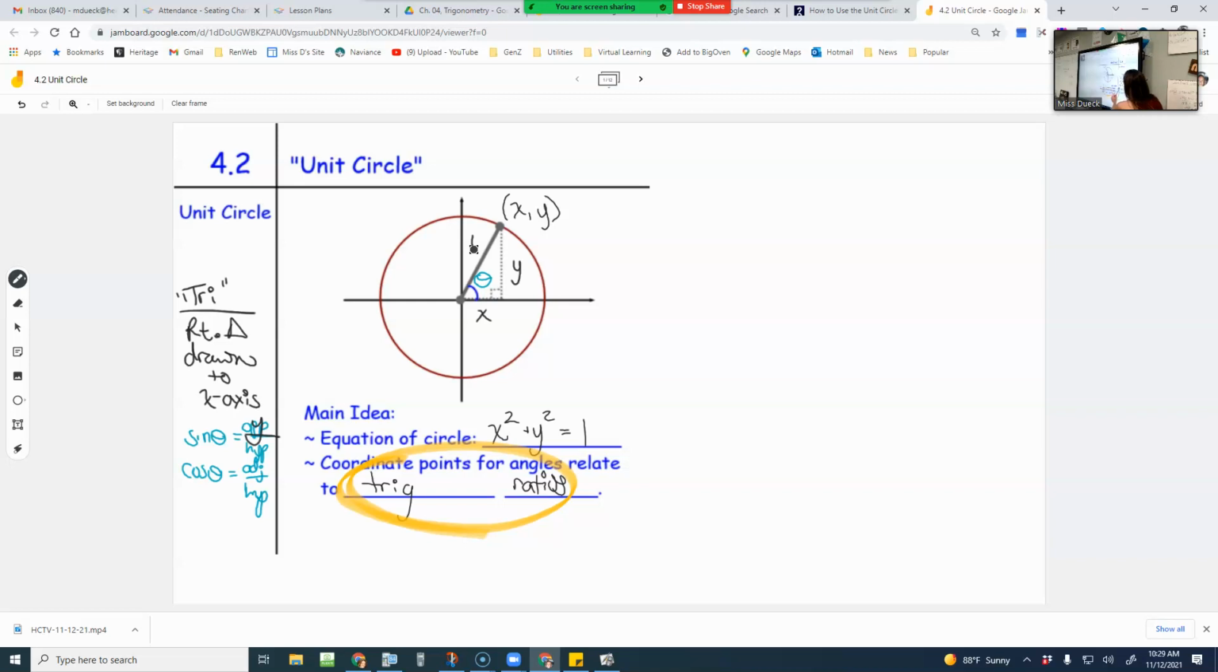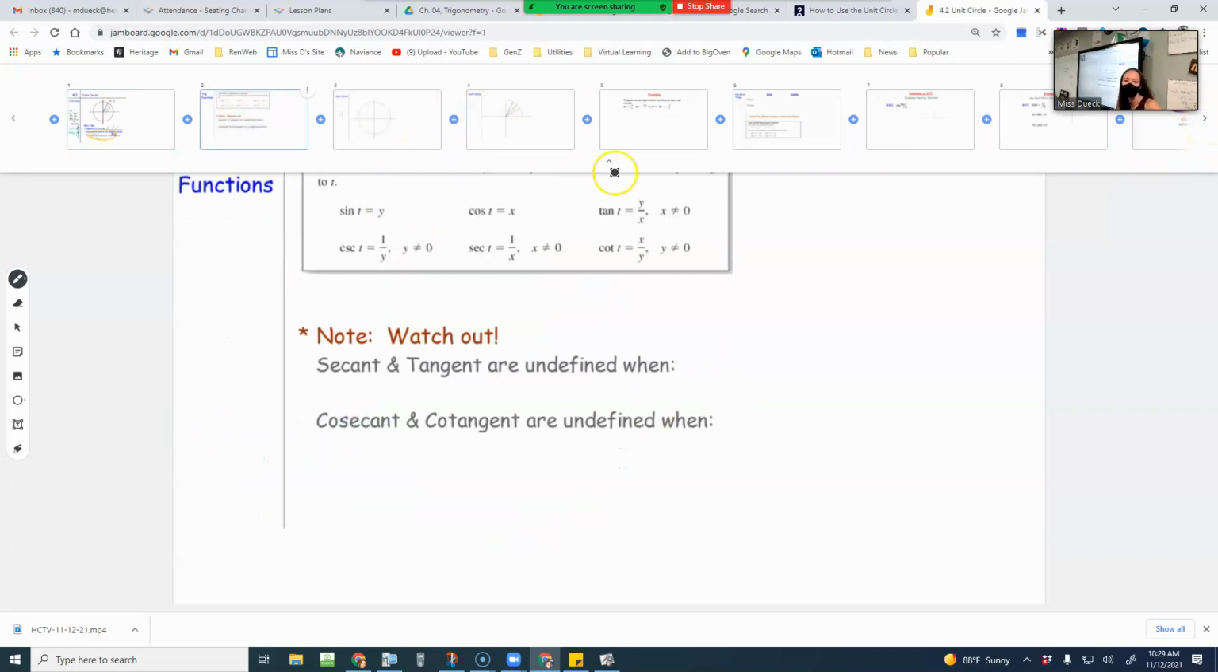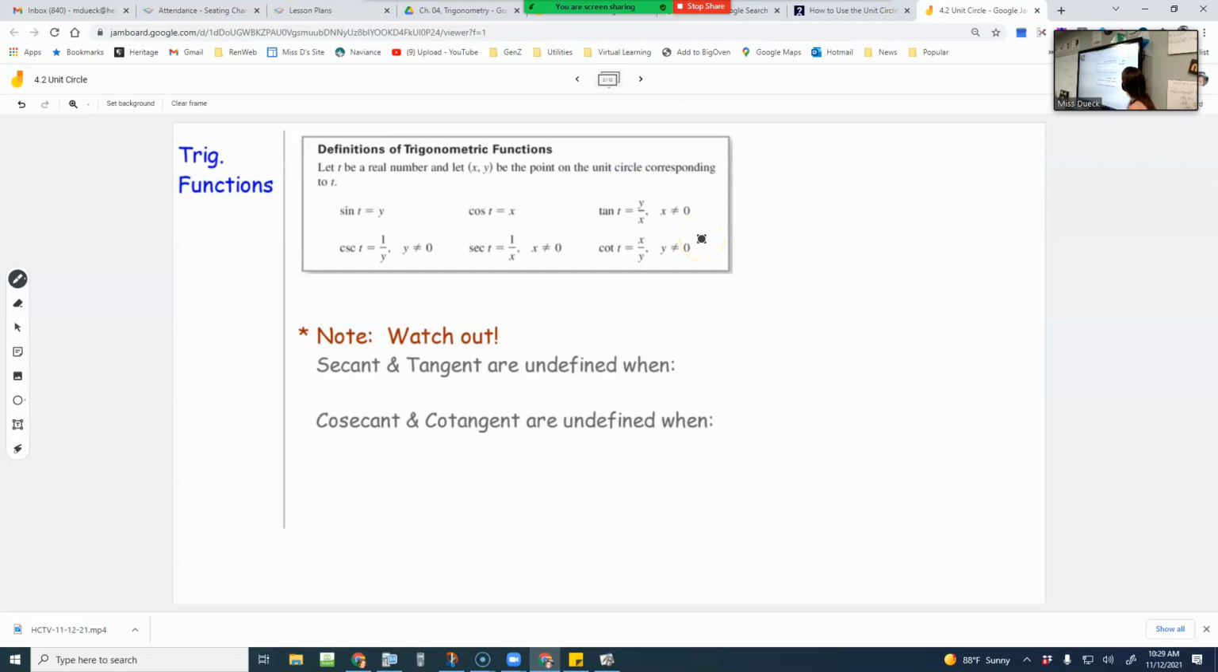So wait a minute. Y over 1, isn't that just y? And cosine would be x over 1, isn't that just x? So now all of a sudden we have this relationship of cosine being x, sine being y, and we can build all of our trigonometric ratios based thereupon, which is where this table comes from.